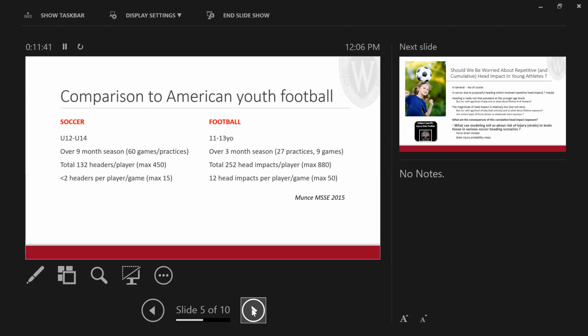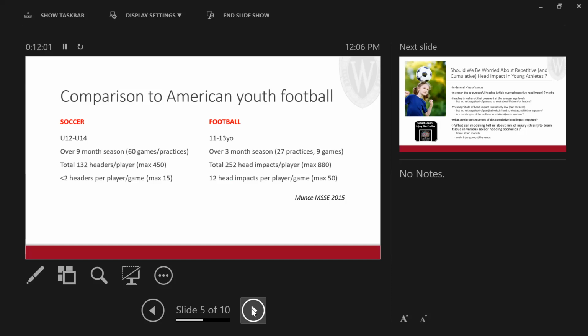So if we compare soccer U12, U14, so kind of similar age, 11 to 13-year-olds, the soccer season was a much longer season, so it was 9 months. It totaled 60 games and practices. There was a total of 132 headers per player over the course of that 9 months.